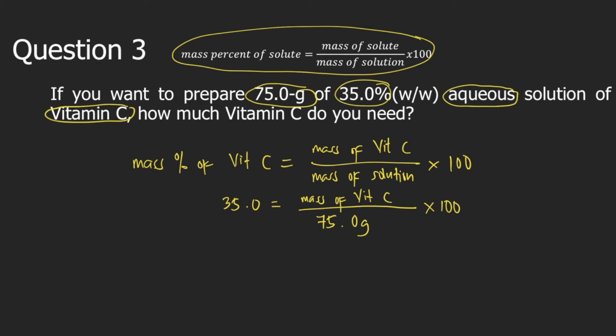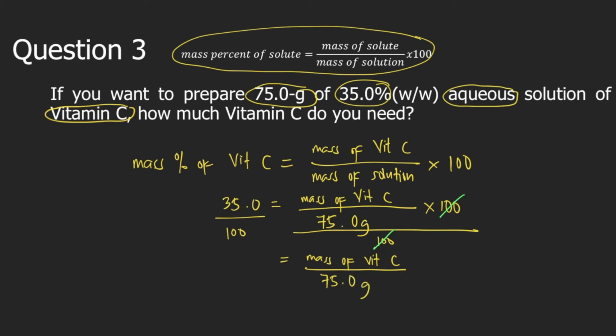To solve for the mass of vitamin C, divide both sides of the equation by 100. So 100 will cancel on the right side. So we have mass of vitamin C divided by 75.0 grams on the right side. And on the left side, we have 35 divided by 100. That is 0.35 or 0.350.